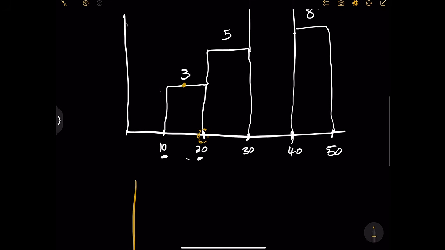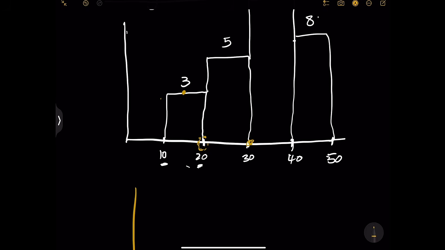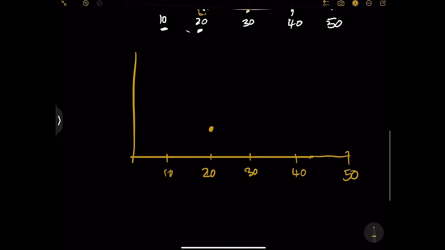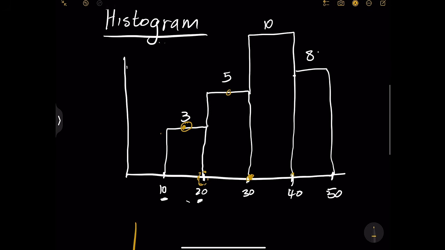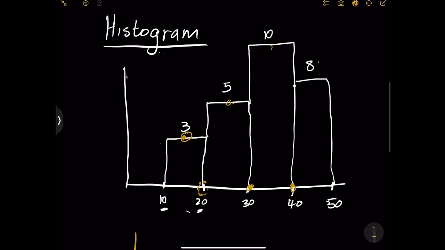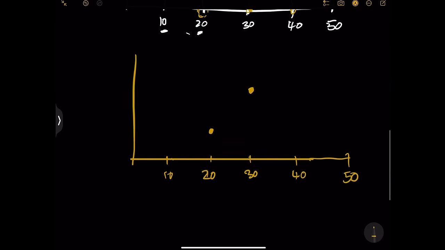And then you've got now at 30, in this case, what would be your value? Remember, for your Ogive, it's a cumulative frequency. So in this case, you'll say 3 plus 5. So that would be 8. So at 30, you'd have 8. Okay. And then between 30 and 40, remember, we take that upper bound there. So at 40 now, we'll say 3 plus 5 plus 10. In this case, that would be 18. So this value would be 18 there.